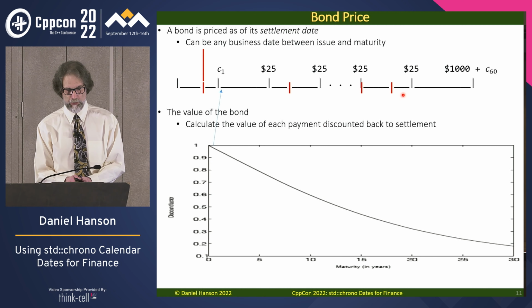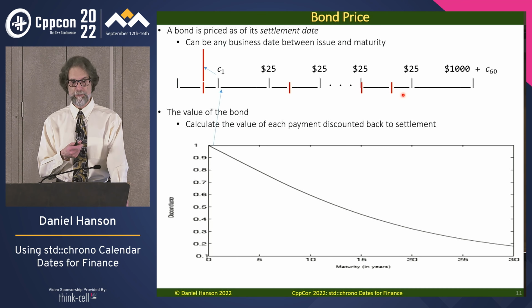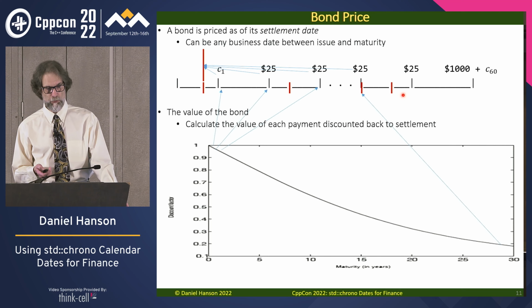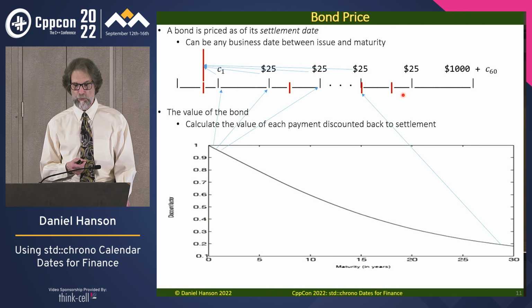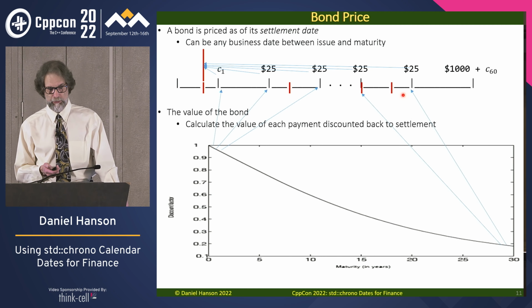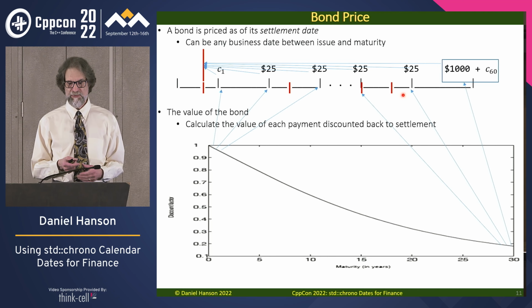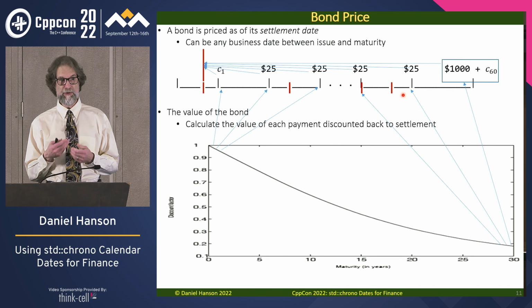And then as we go along, we do that, and then it gets discounted back to settlement. We do the same thing for the regular payments in between and for the penultimate payment. And then on maturity, we take the face value plus the last coupon payment, and we hit it with a discount factor. And then we take those results and we add them all up, and that gives us a fair price for the bond. So if you're going to buy the bond today, that's what you would expect to pay.